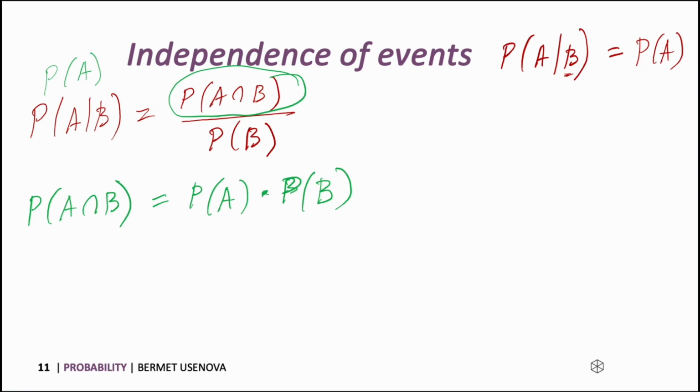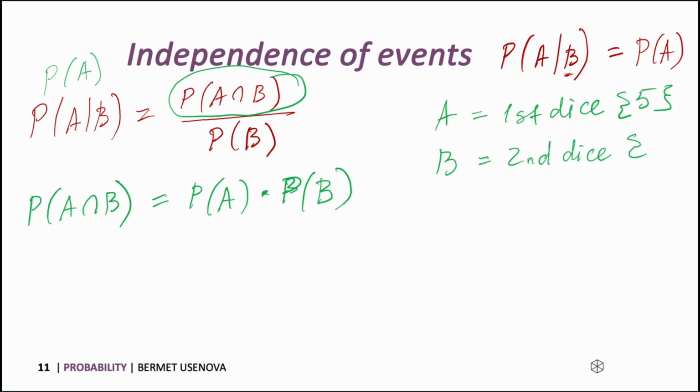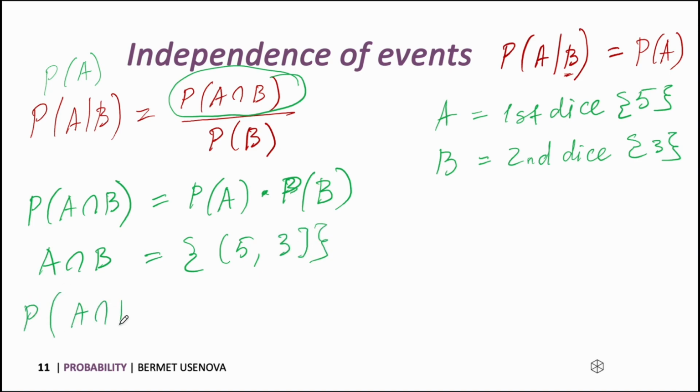So let's have an example. Rolling 2 dice. The first event A will be that the first die is 5, and event B is that the second die is 3. So A and B here will be 5 and 3. And the probability of getting A and B will be 1/6 multiplied by 1/6, and we get 1/36. So this was the probability when we have independent events.